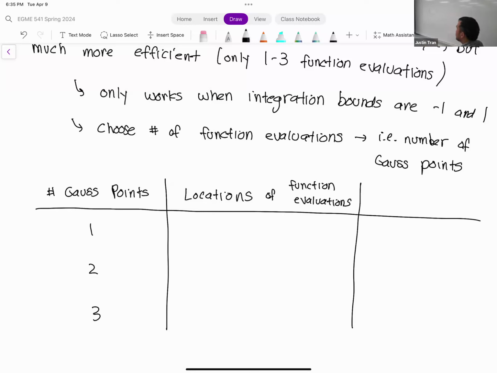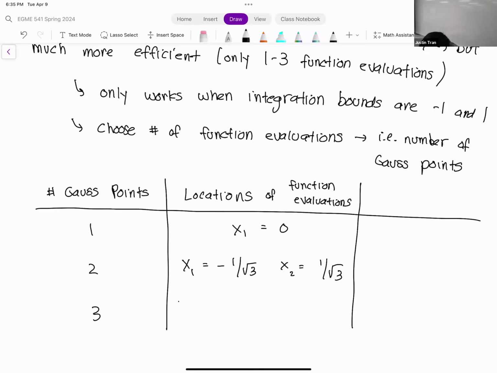Depending on the rule that you're choosing, the 1-point, the 2-point, or 3-point rule, it's going to change the locations where you're going to evaluate your function. So for example, for one Gauss point, we're going to evaluate the function at x equal to 0. If you're going to evaluate it at 2 Gauss points, the first location, x1, is going to be at -1/√3, and then x2 is going to be at +1/√3.